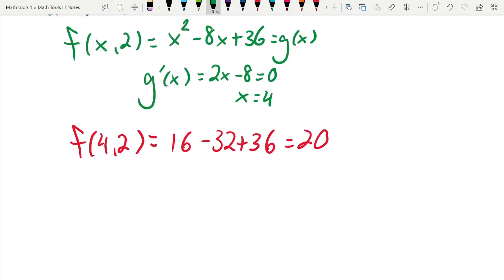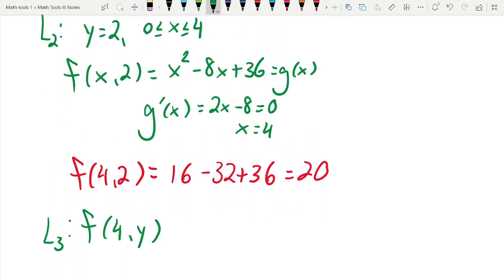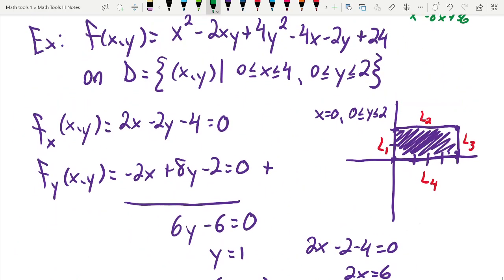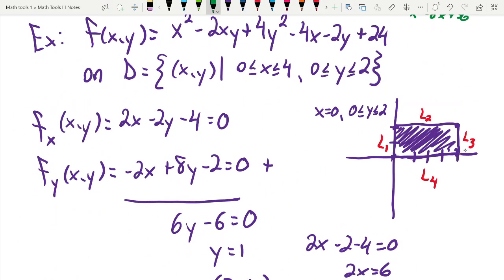So now we'll go to L3. That one was the line x equals 4. I was writing x equals 4, and then y is between 0 and 2. So that's this part right here. So x equals 4.